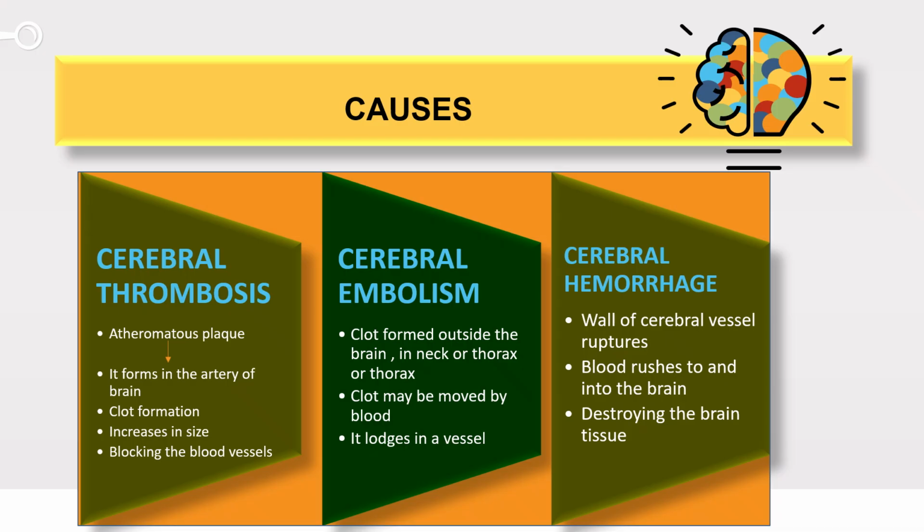Hemorrhage, on the other side, is when the wall of the cerebral vessel ruptures because of some contributing factors. That can be because the wall has become thin enough, or it has become stenosed, whatever the reason. So the wall of the cerebral vessel ruptures and the blood rushes into the brain, destroying the brain tissue.